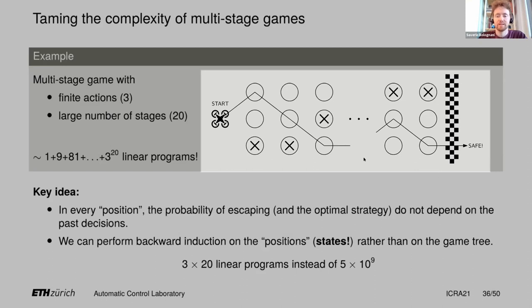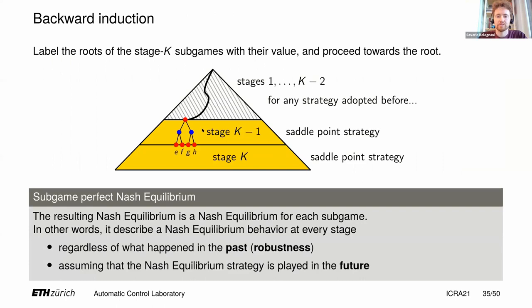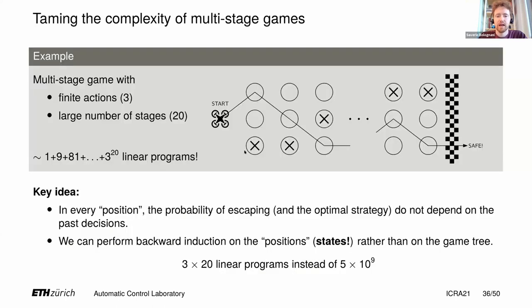Now, imagine that we draw a tree like this one for this game. How many small subtrees do we have to solve? Well, we only have 3 finite actions per stage, but we have a large number of stages. That means that when I take the first stage, I already have 3 times 3, so 9 possible initial points for the second stage. At the second stage, I have 9 times 9, right?